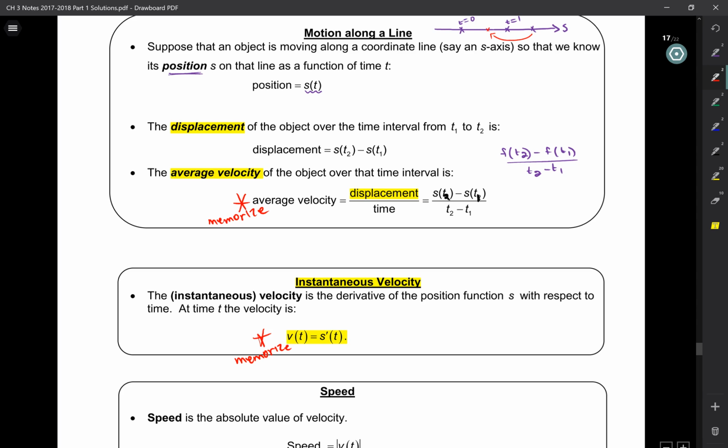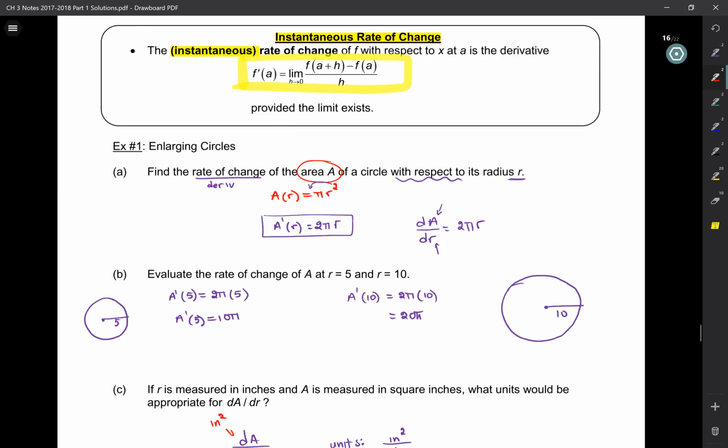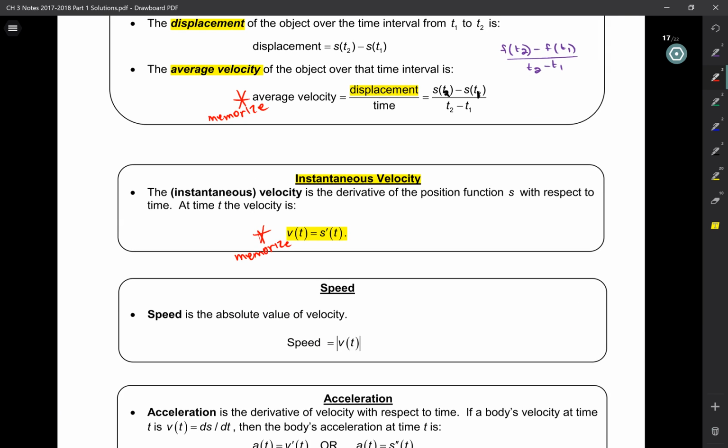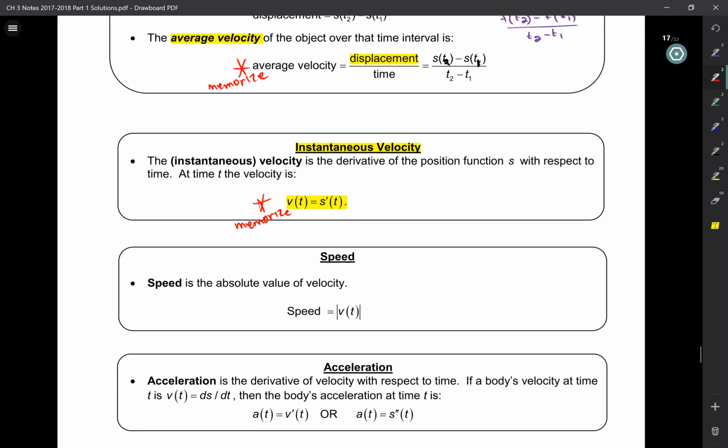Memorize and know the difference of these two. Anytime you hear instantaneous velocity, you just take a derivative, just like we did up here. Anytime you hear average velocity, you have to do F of T2 minus F of T1 over T2 minus T1, okay? These are like free points. Don't lose points, okay? So this one, you just take a derivative.